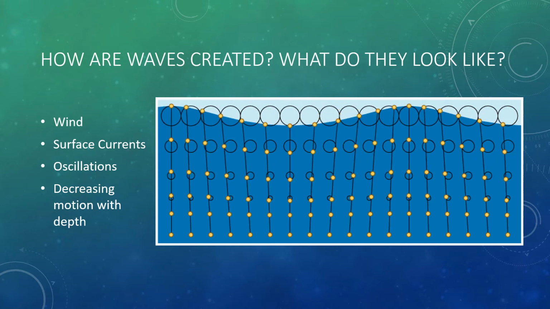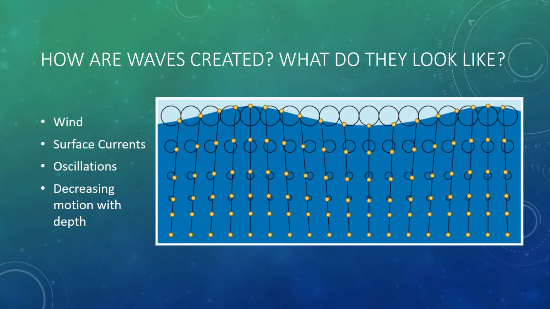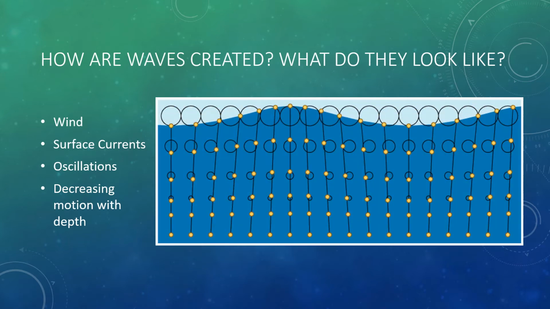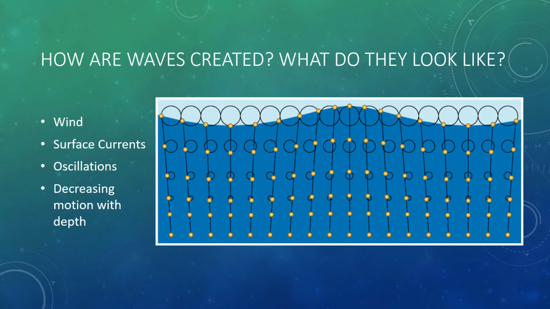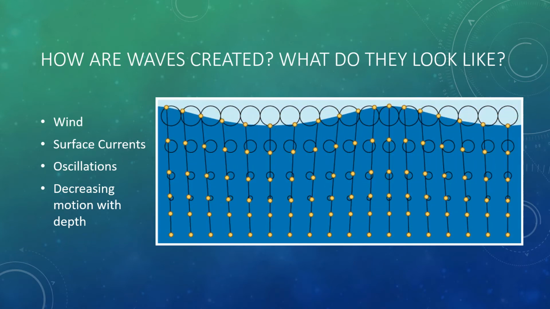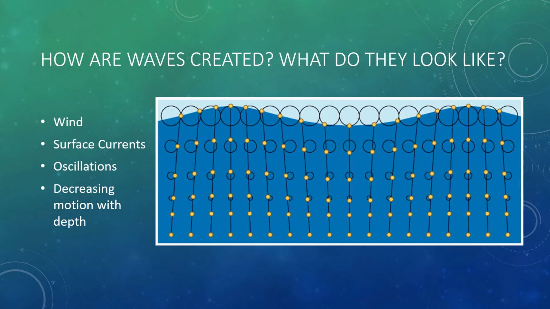Notice the largest orbit is the closest to the surface, with each one below becoming progressively smaller as the depth increases. Eventually, there is no longer orbital motion, and the orbital energy at a certain depth is effectively zero. The depth the orbital energy reaches zero is referred to as the wave base.